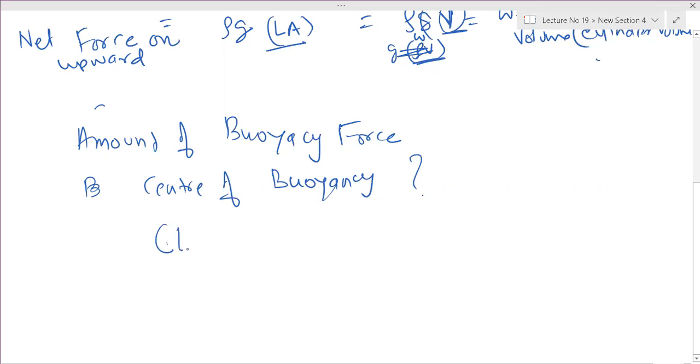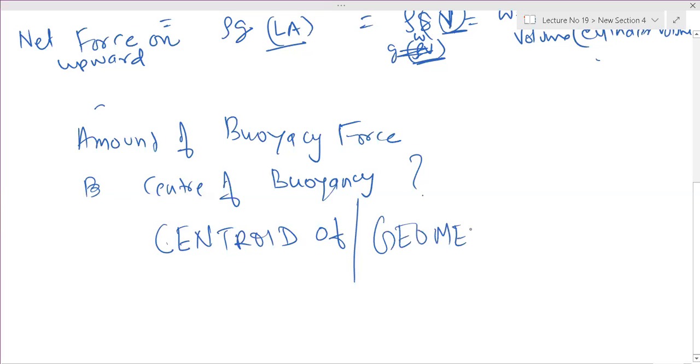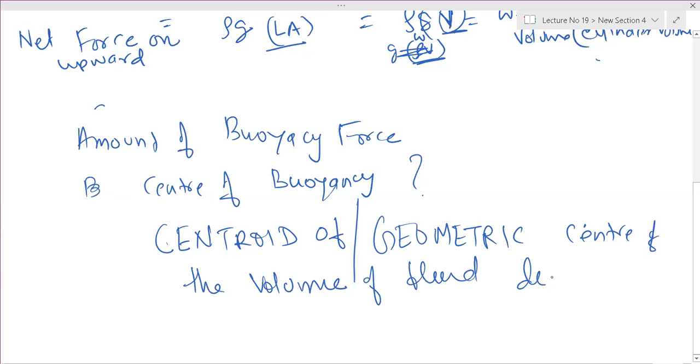Try to understand. It is the centroid. Again, I am writing in bold letters. Centroid, or geometric center, of the volume of fluid displaced. So it is the centroid of the volume of the fluid displaced.